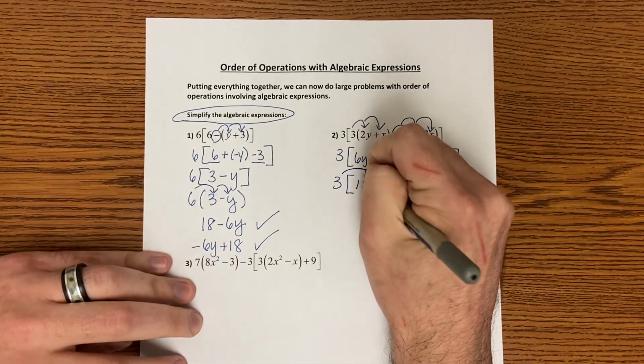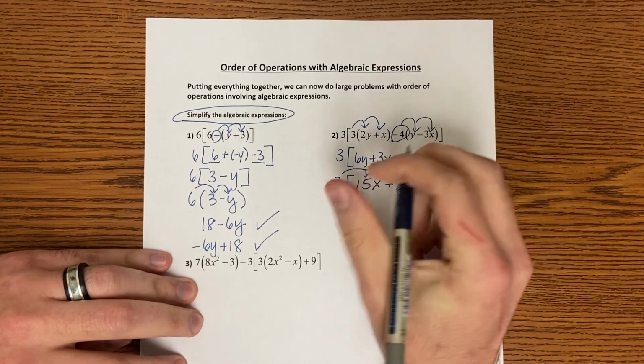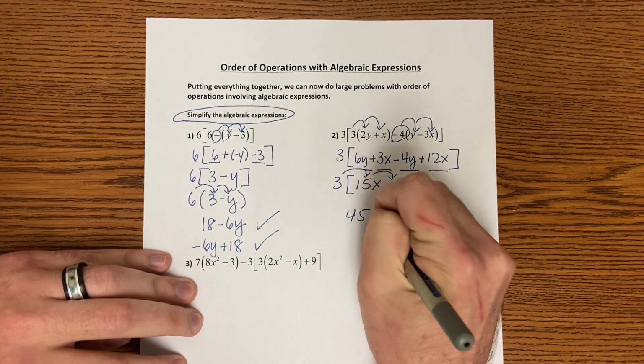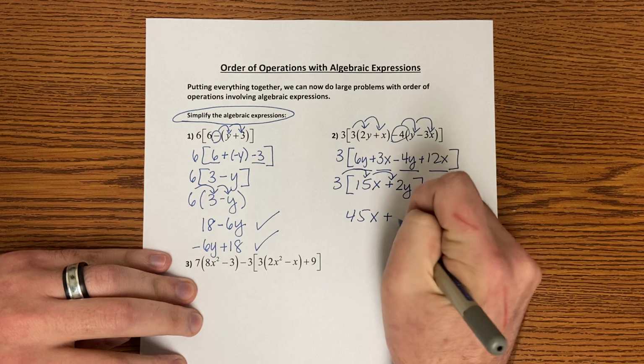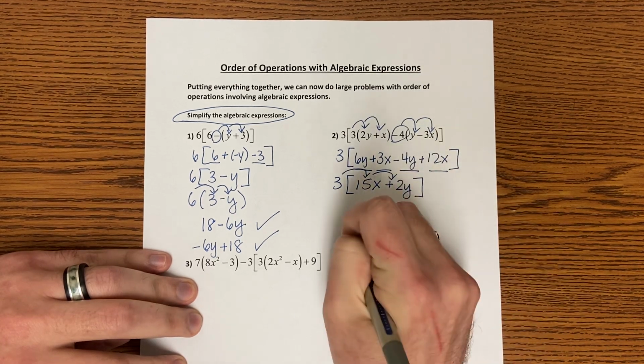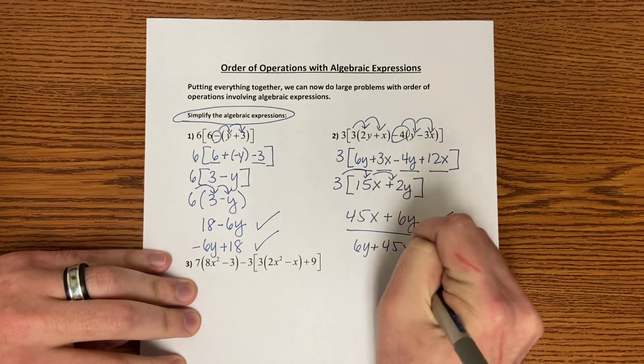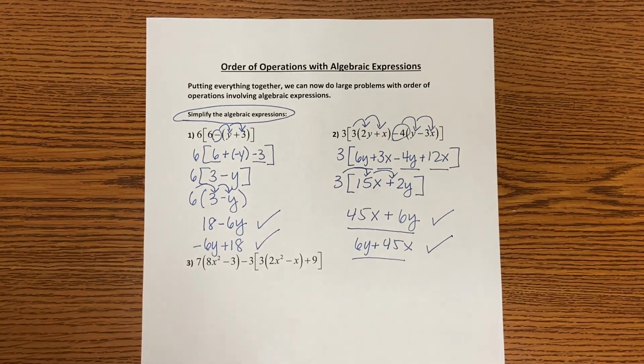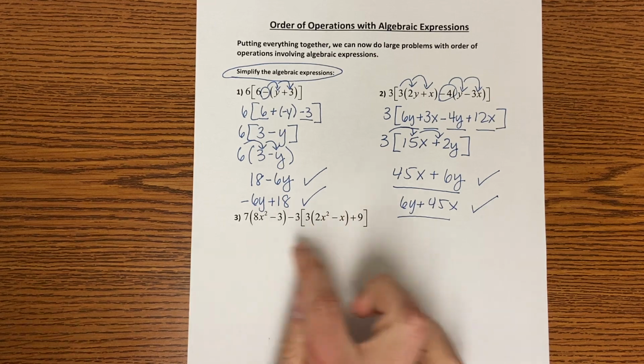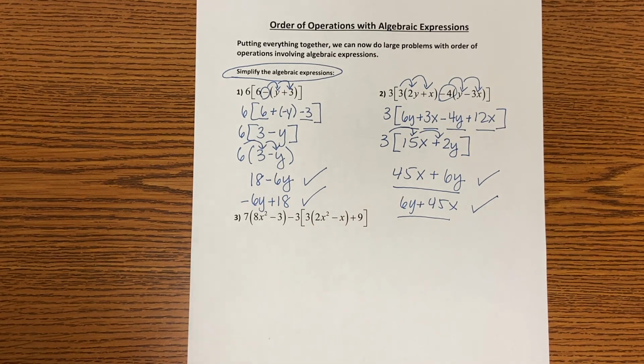But I still need to distribute this 3 as if it was a parentheses to get 45x plus 3 times 2y is 6y. And yes, is 6y plus 45x the same? Yes, it should accept either answer, and I, of course, will accept either answer. I just like my x's before y's. Similarly, if I'm going to have multiple x's, I prefer the largest exponent first.